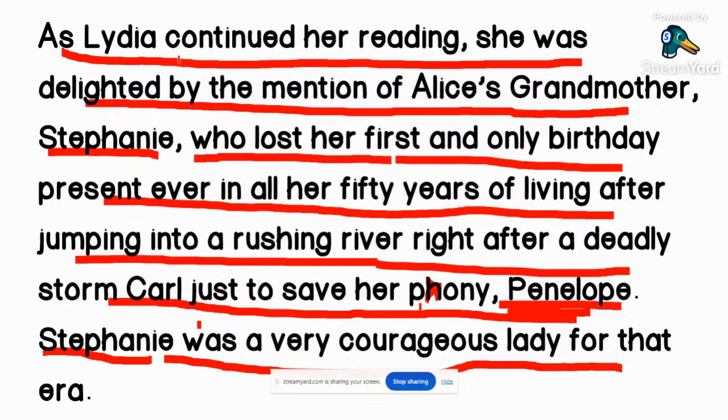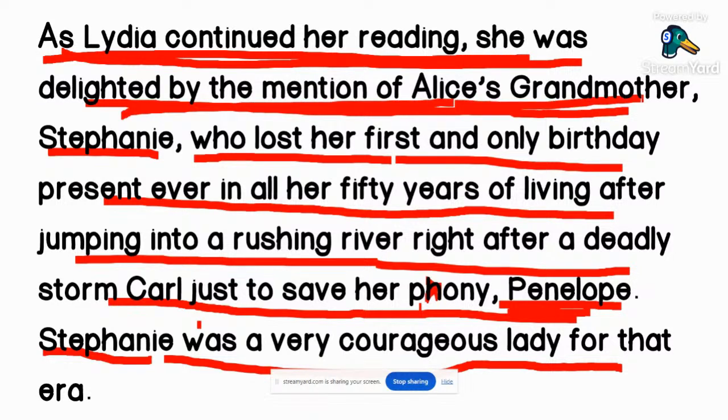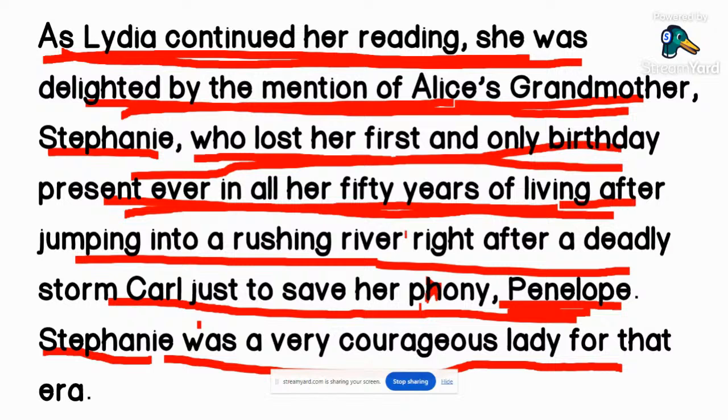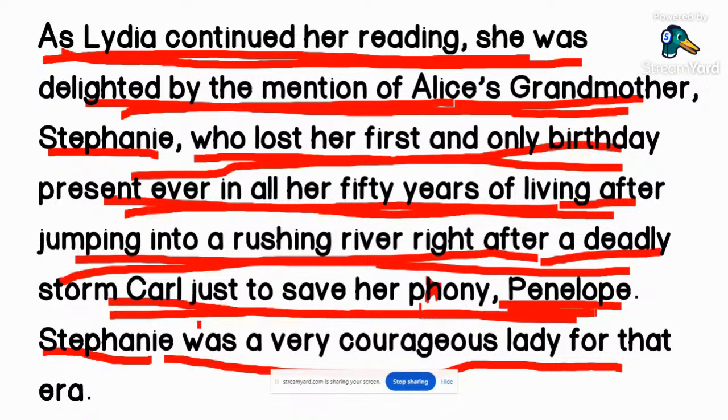All right, guys. So for this one, I'll read it over, and the reason why I'll do that is because it was a bit muffled. As Lydia continued her reading, she was delighted by the mention of Alice's grandmother, Stephanie, who lost her first and only birthday present ever in all her 50 years living after jumping into a rushing river right after a deadly storm just to save her pony, Penelope. Stephanie was a very courageous lady for that era, or in some cases we can say era.